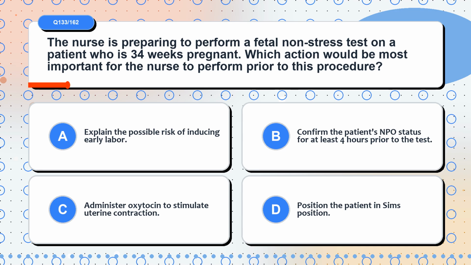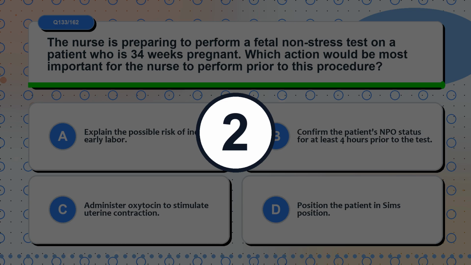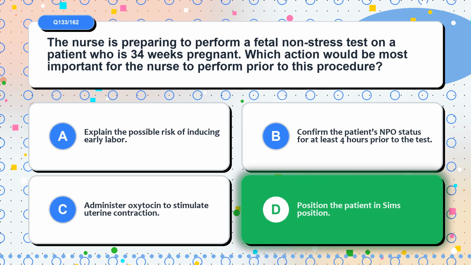Question 133. The nurse is preparing to perform a fetal non-stress test on a patient who is 34 weeks pregnant. Which action would be most important for the nurse to perform prior to this procedure? Here are the options. Option A: explain the possible risk of inducing early labor. Option B: confirm the patient's NPO status for at least 4 hours prior to the test. Option C: administer oxytocin to stimulate uterine contraction. Option D: position the patient in Sims position. The correct answer is option D.